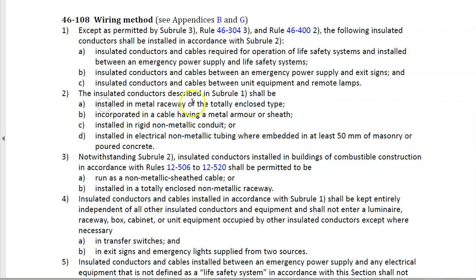So EMT would be a metal raceway of the totally enclosed type, or shall be inside of a cable that has a metal armor or a sheath, or shall be inside of a rigid non-metallic conduit, so rigid PVC, RTRC, etc. Has to have the name rigid inside of there. Or shall be installed in electrical non-metallic tubing, Core-Line, where embedded in at least 50 millimeters, that's going to be at least 2 inches of poured concrete. So all of our emergency power and emergency lighting systems have to be protected, is really what they're telling us over here.